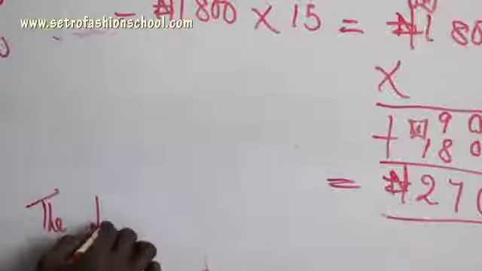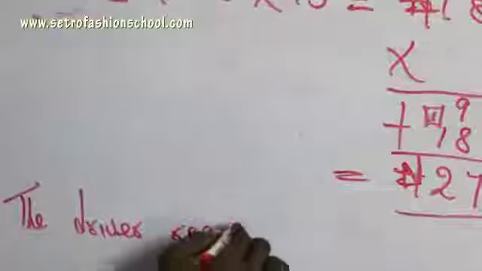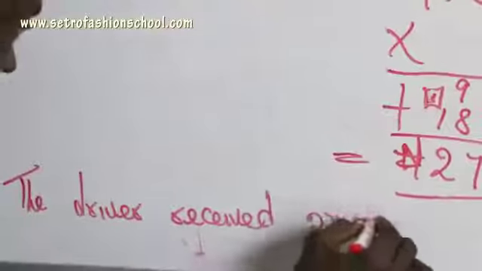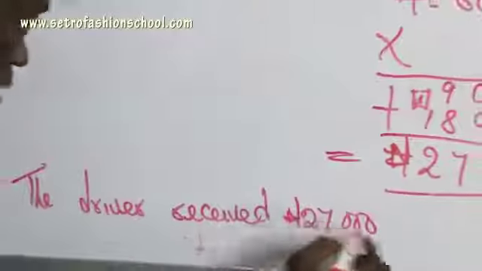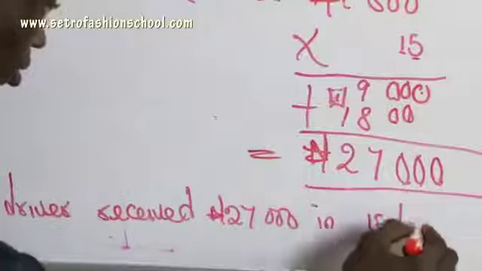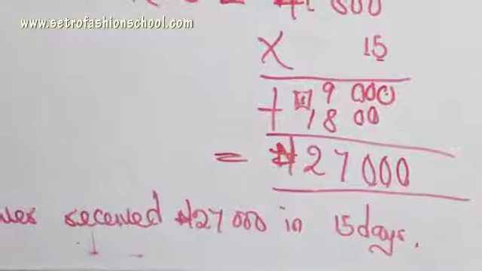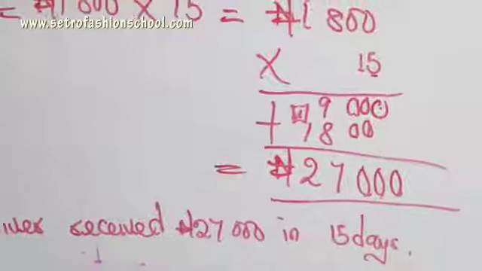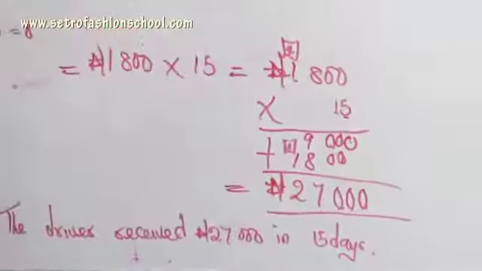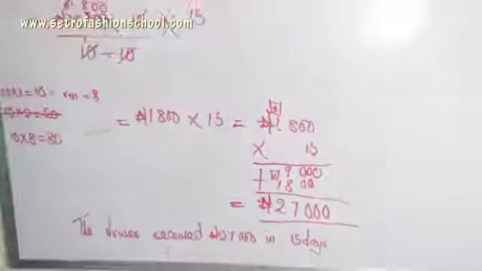the driver received 27,000 naira in 15 days. Full stop. That is your answer. So you go down to your option in your exam booklet and you shade your answer. That is how to solve this question.